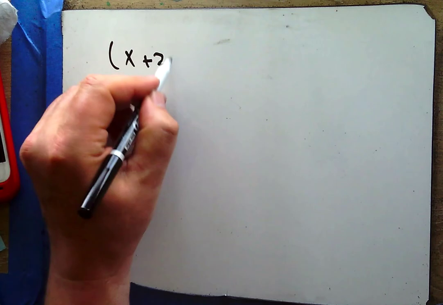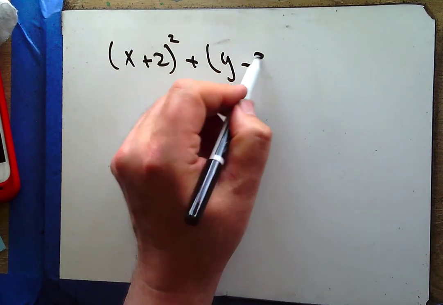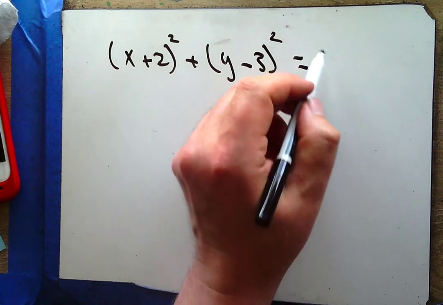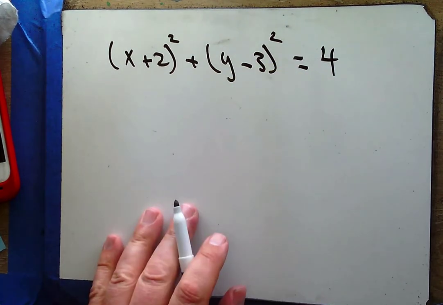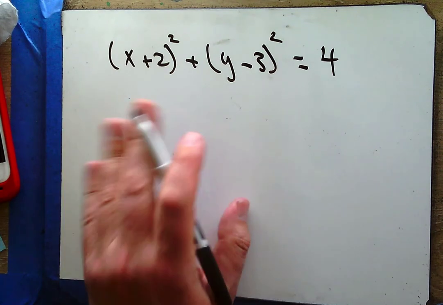Okay. Feeling comfortable about going backwards? Okay, just in case, will you please do this one? (x plus 2) squared plus (y minus 3) squared equals 4. Please find the center, the radius, and then graph this circle.